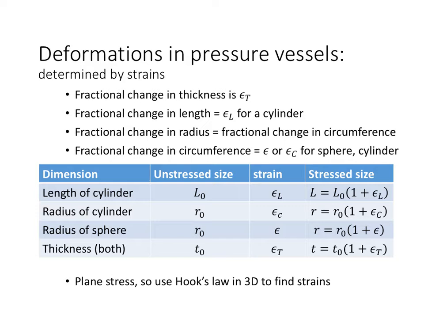The fractional change in radius is the hardest to understand. Because radius is proportional to circumference, the fractional change in radius is the same as the fractional change in circumference. For that reason, we call the fractional change in circumference epsilon for a sphere, and epsilon sub c, that is the strain in the circumferential direction, for the cylinder.